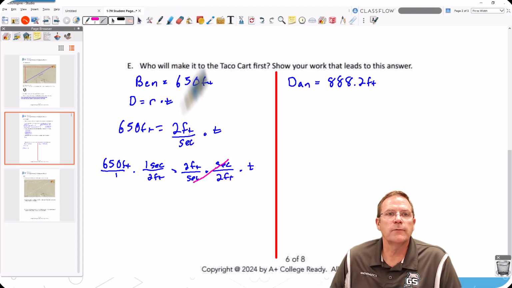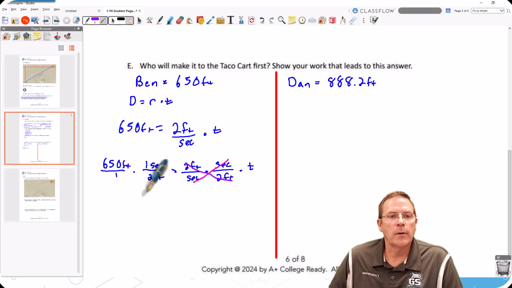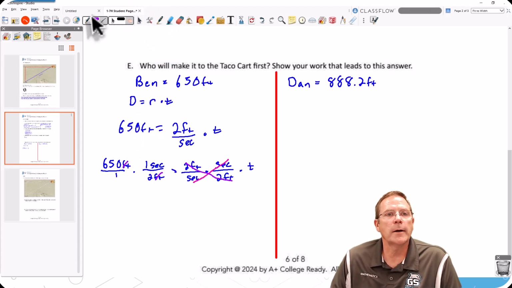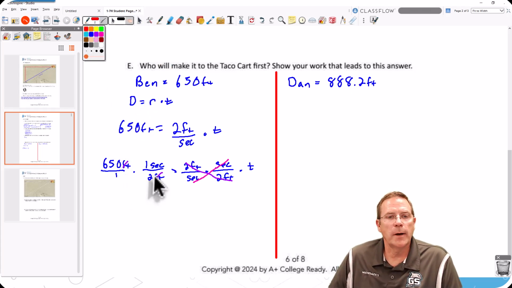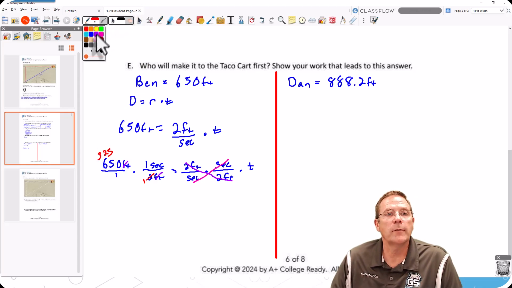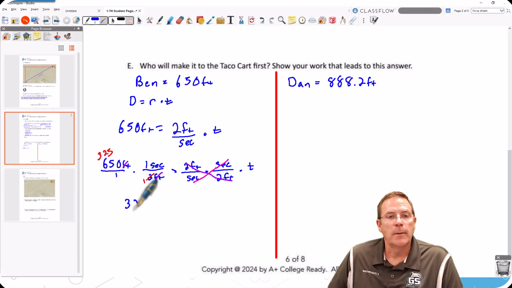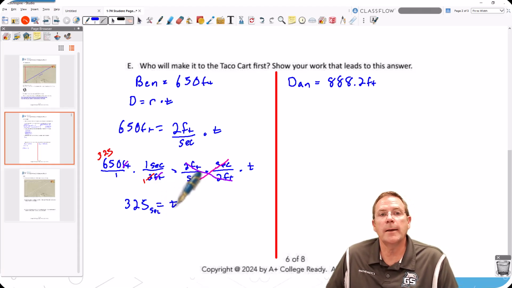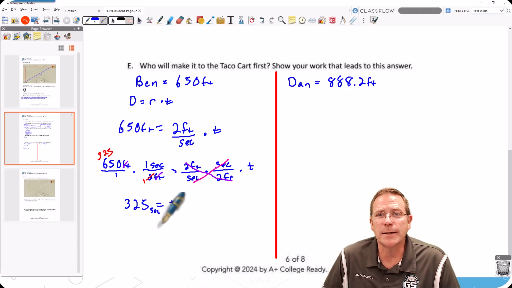These seconds just divided out here, and these 2 feet divided out here. But right here, feet and feet also divided out, and we can simplify. 2 goes into 2 once, and 2 goes into 650 325 times. So our answer, 325 times second, means it's going to take 325 seconds, let me put my units in there, the time it's going to take Ben to get to his destination.